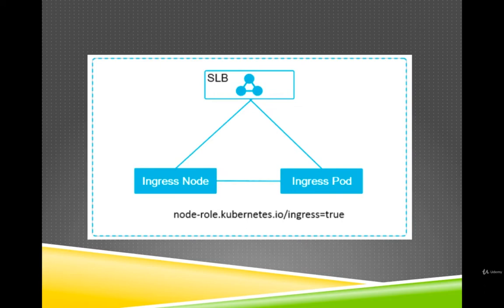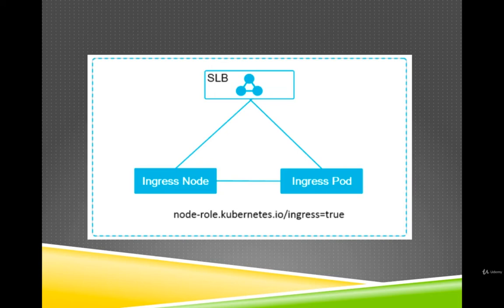Now, the ingress server load balancer is the front-end server load balancer instance of the ingress access layer. The ingress node is the cluster node in which the ingress pod is deployed. The ingress pod is the ingress service. The ingress server load balancer, ingress node, and ingress pod are associated based on the tag node-role.kubernetes.io/ingress is equal to true.